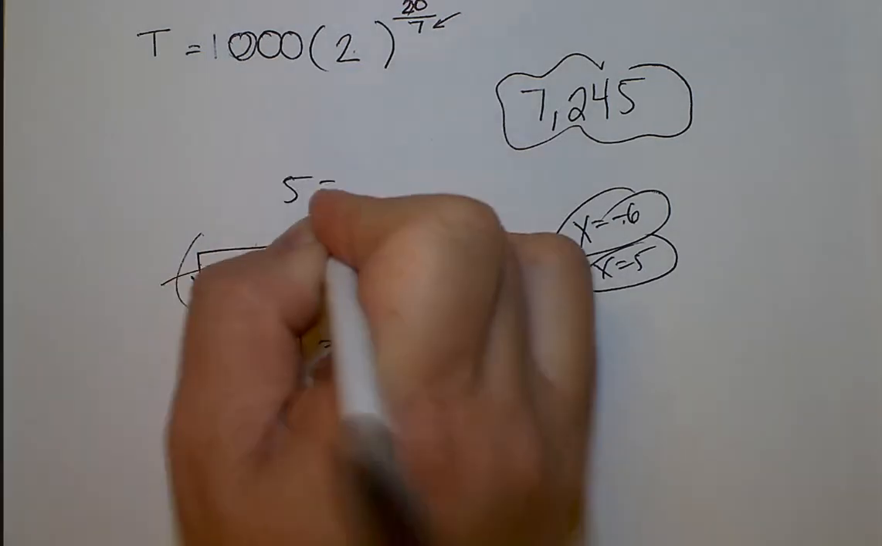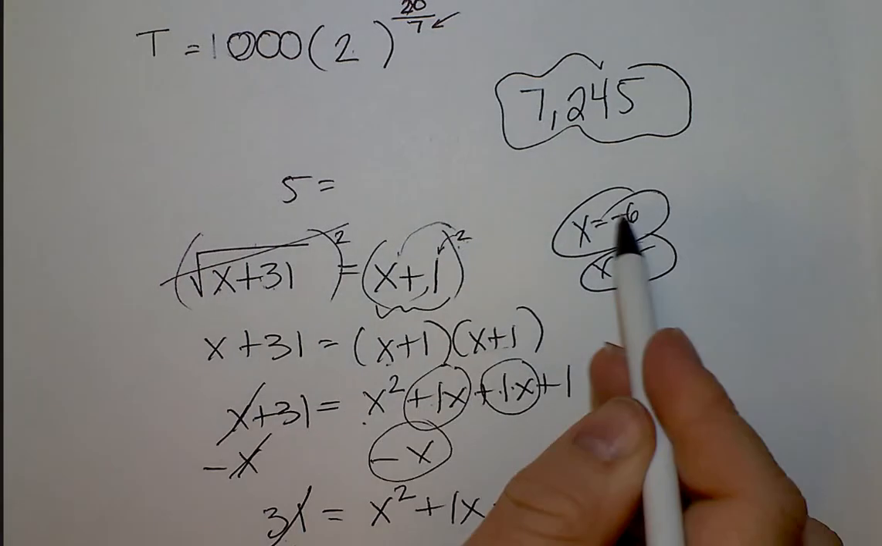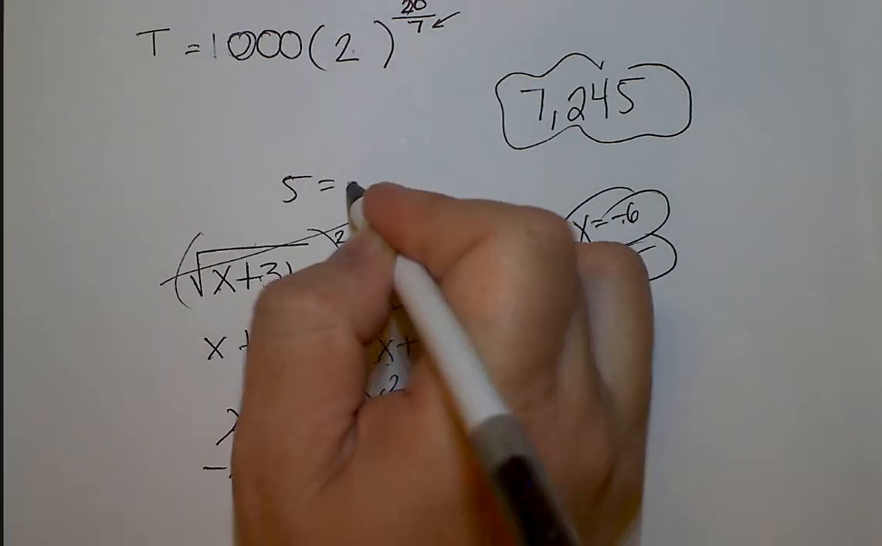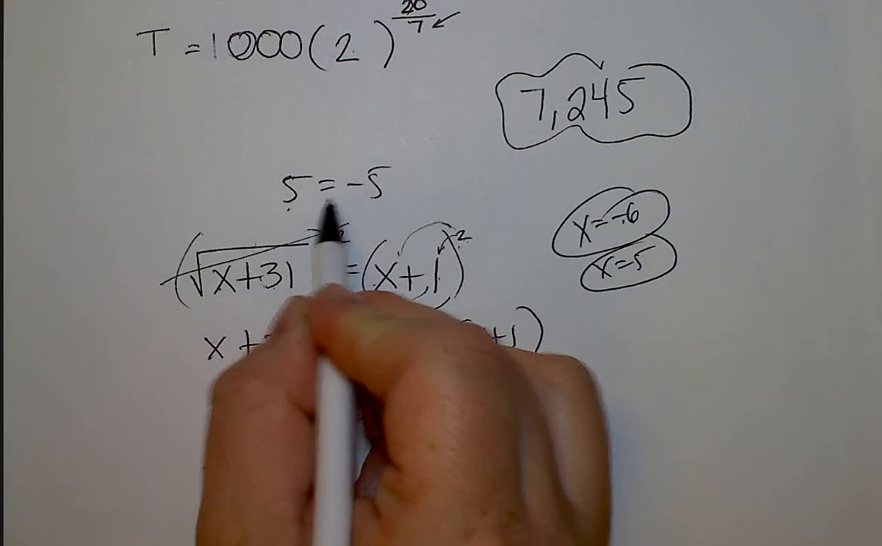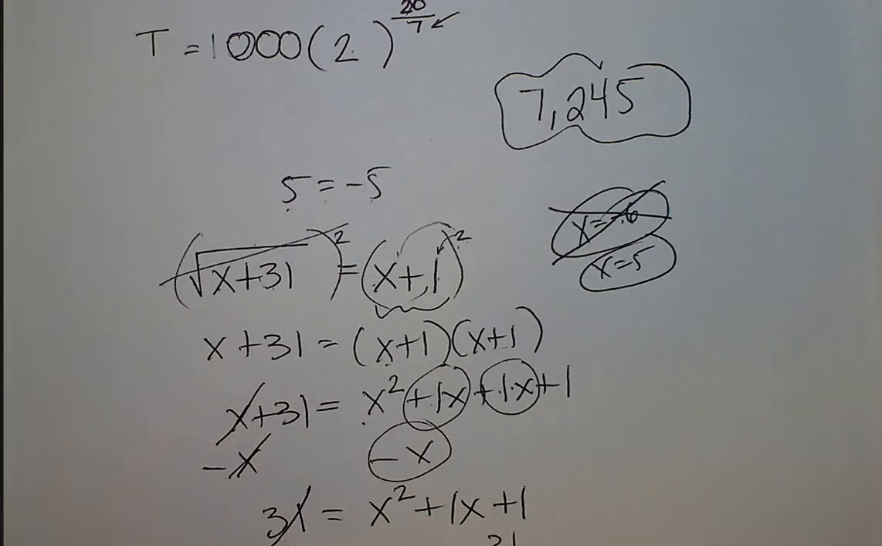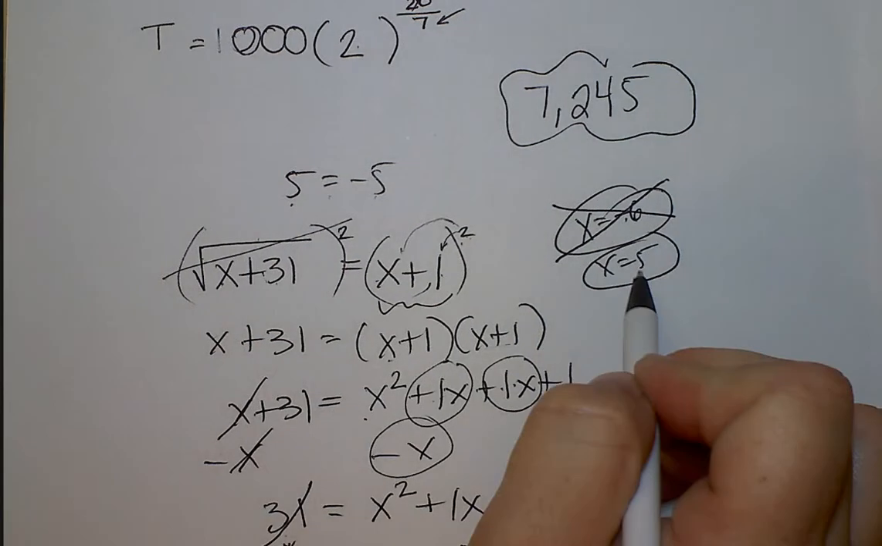Now it has to equal what I have on the right-hand side. Negative 6 plus 1 is negative 5. 5 is not the same quantity as negative 5, so that does not work. Extraneous solution.